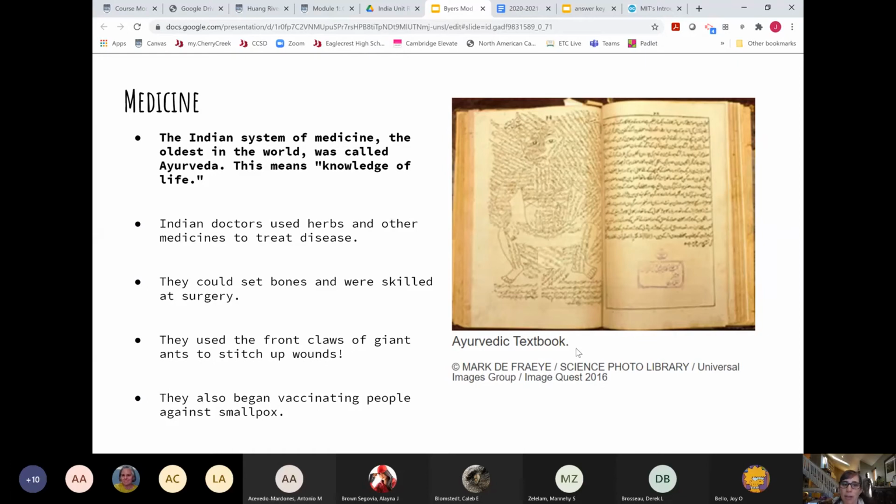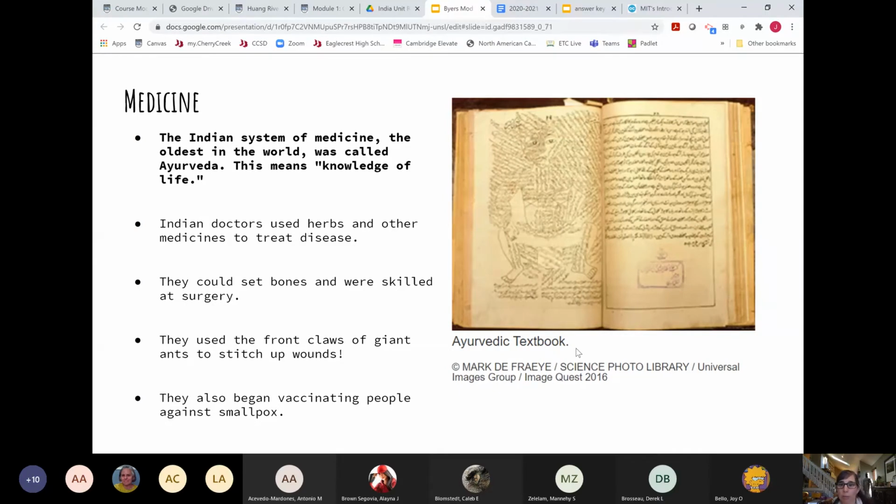They also could set bones and were skilled at surgery. This is super cool. They used the front claws of giant ants, so the pointy little claws on the front, to stitch up wounds. Okay, so they're making needles out of ant claws, which I guess probably the ants didn't like so much, but it's a pretty neat advancement. They also, this is so amazing, they also started vaccinating people against smallpox.